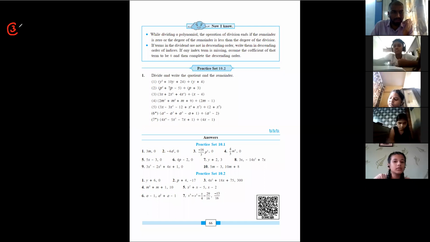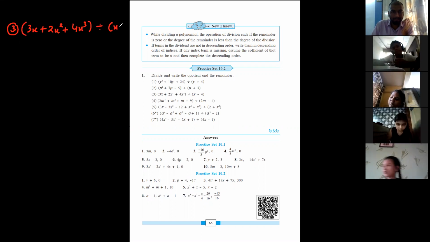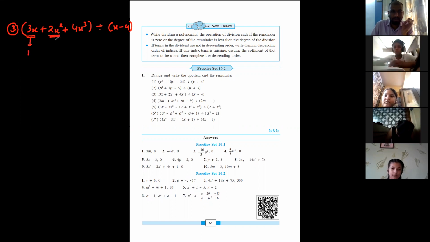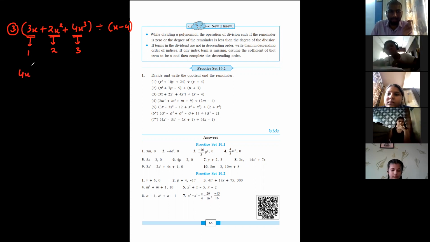So the third question is given as 3x plus 2x square plus 4x cube. This number you have to divide by x minus 4. So first and foremost, we'll write the degrees. Over here, the degree is 1. Here, the degree is 2. Here, the degree is 3. So the first thing you have to do is write the highest degree term first. So I'll write 4x cube first.